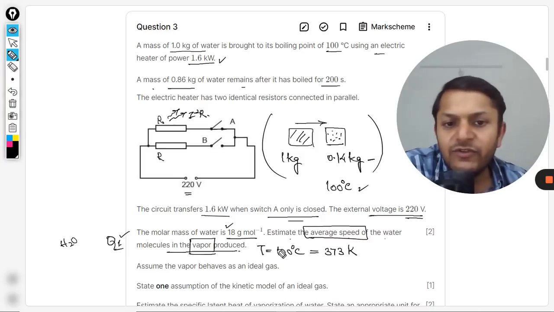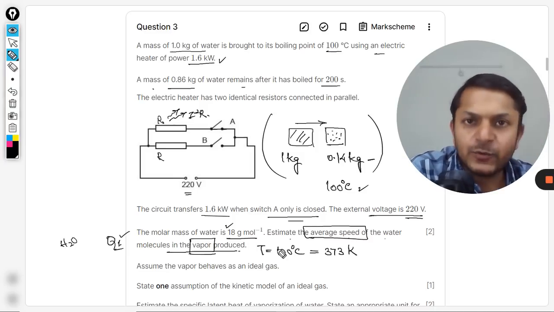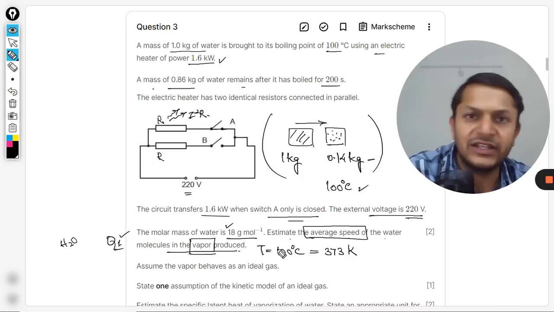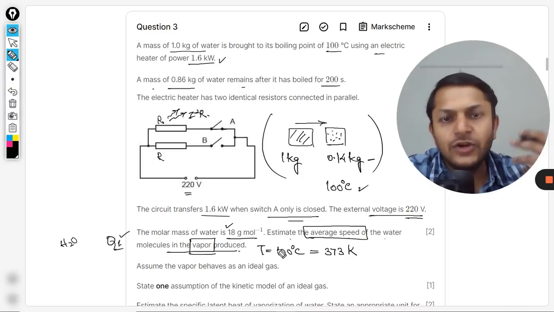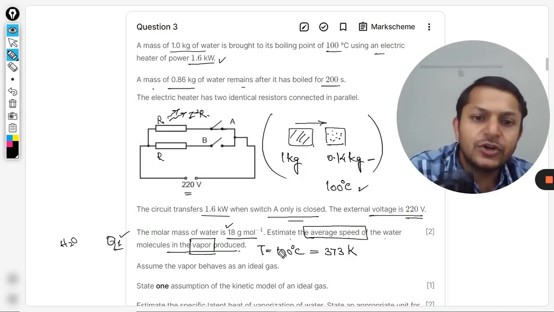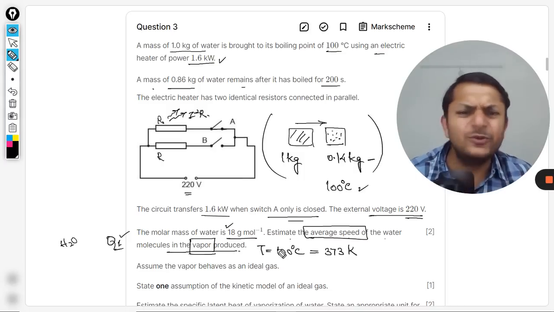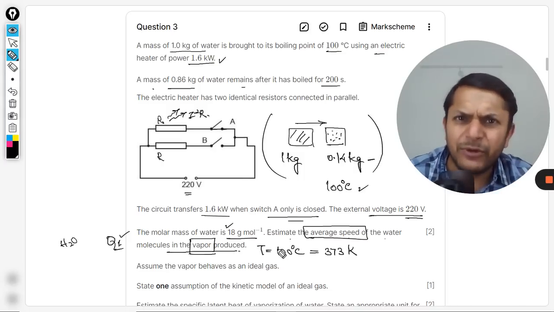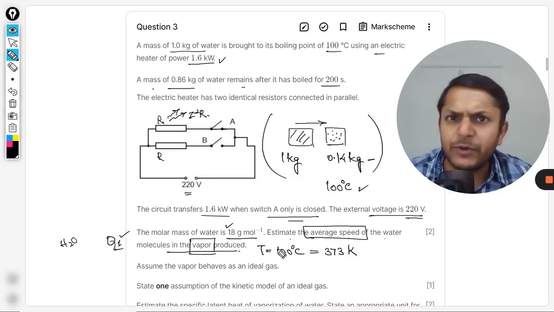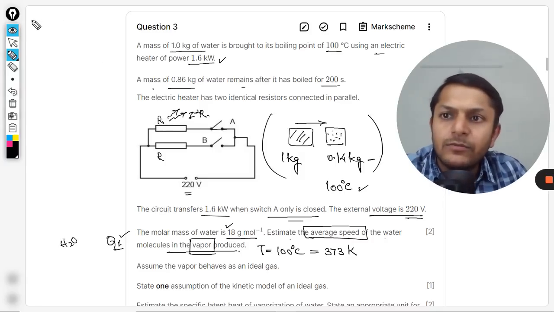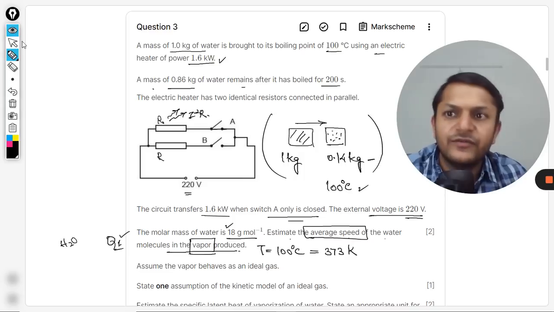Fine. So I can give you a direct formula for the average speed, but that formula is not given in the data booklet, or it is not even given in the books. So that is why, it's very easy. You can derive it and you can remember it also. As far as paper one is concerned, that formula is very handy. Anyways, so I'm going to give you the derivation first of all.